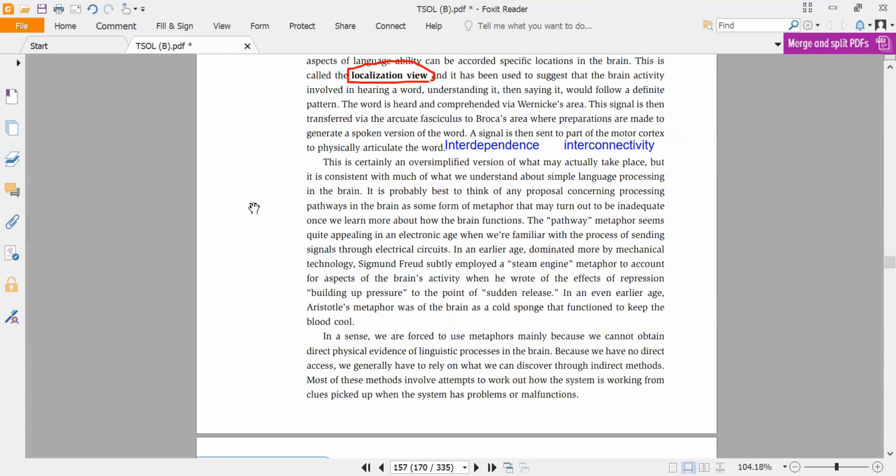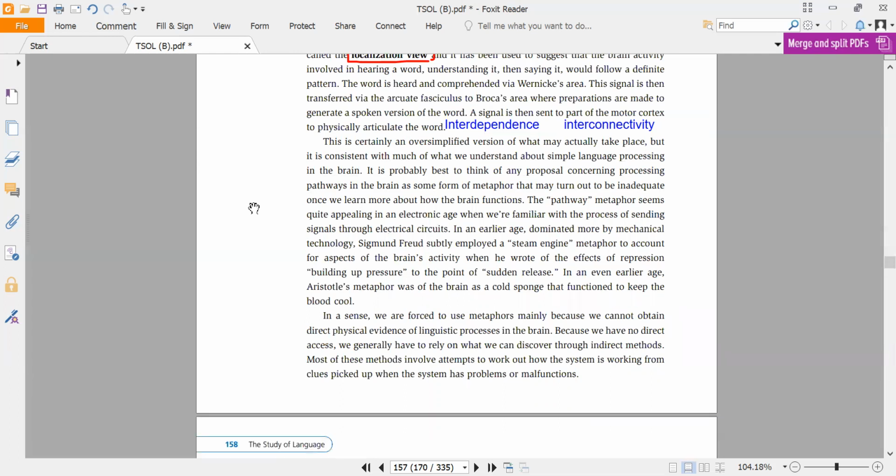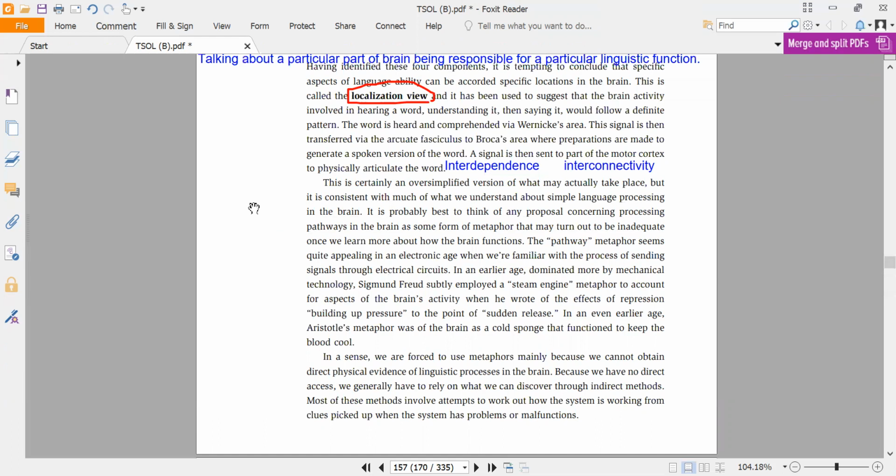Then different people have come up with different analogies, because back in the past there were no evidences, there was no technology to reach a definite conclusion about the different parts of the brain involved in different linguistic functions. So what would they do? They would primarily depend on analogies. They would draw analogies regarding the brain.